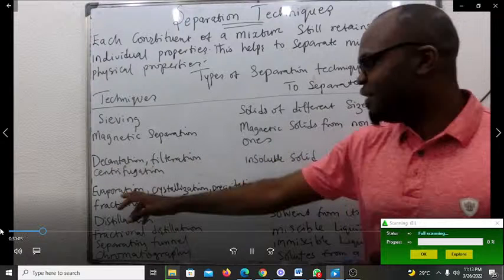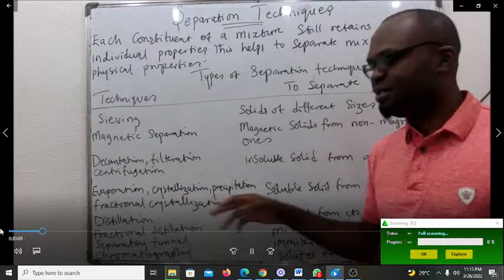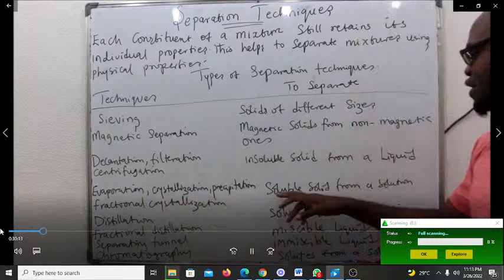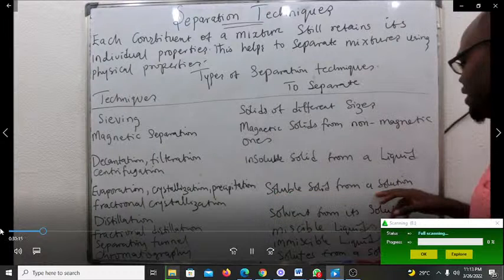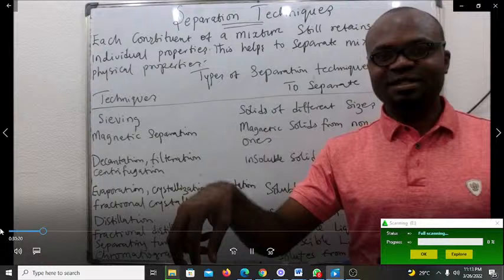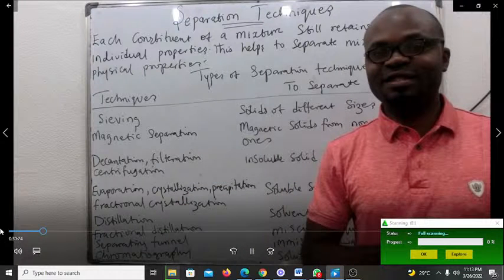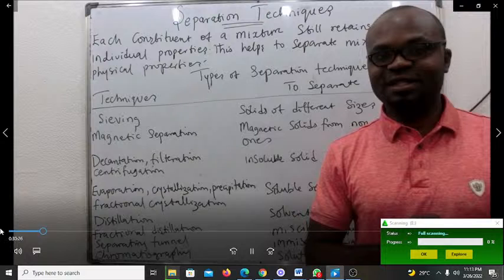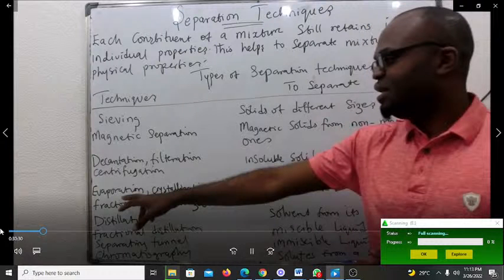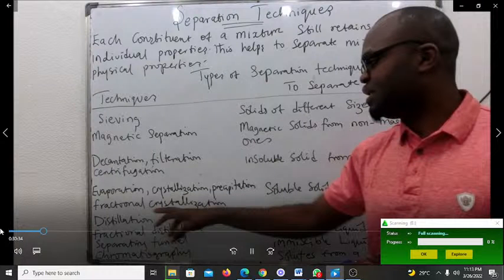You also have evaporation, crystallization, precipitation, and fractional crystallization. These techniques are used to separate soluble solid from a solution. When you have a soluble solid, that means a solid that can actually dissolve in a solvent. If you want to separate them, then you use either evaporation, crystallization, precipitation, or fractional crystallization.